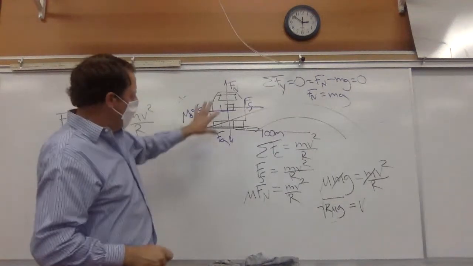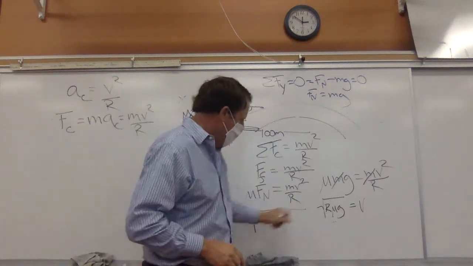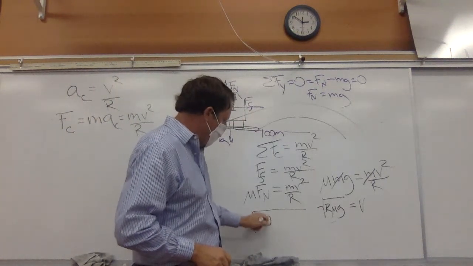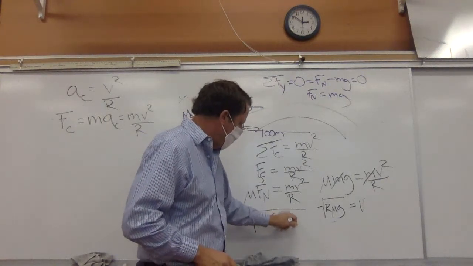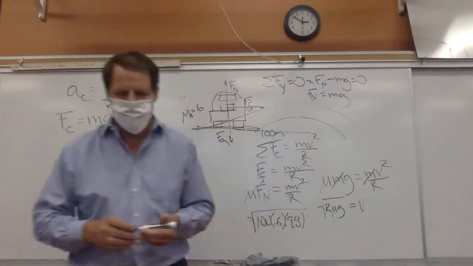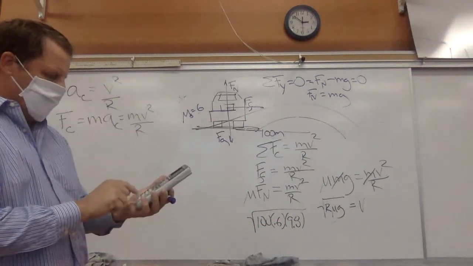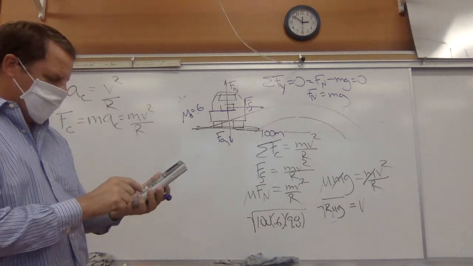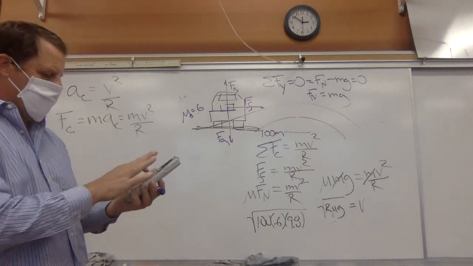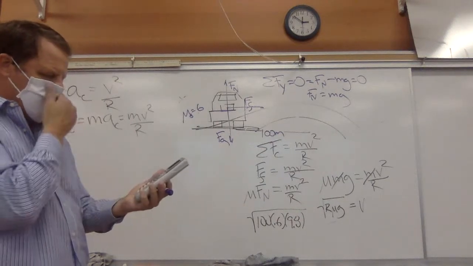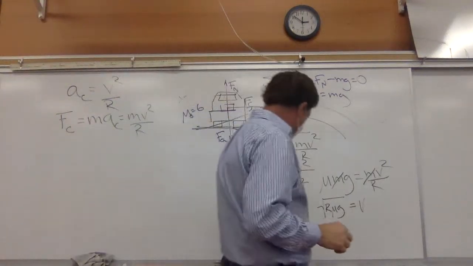So if we wanted to do this example, we can say the square root of 100 times 0.6 times 9.8. That's going to be 24 meters per second.